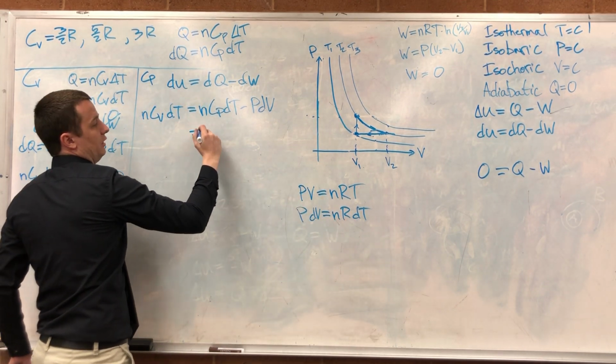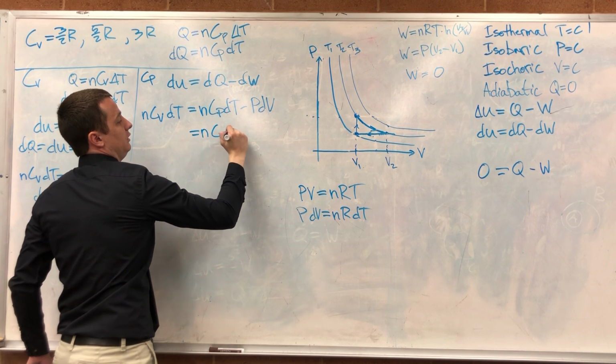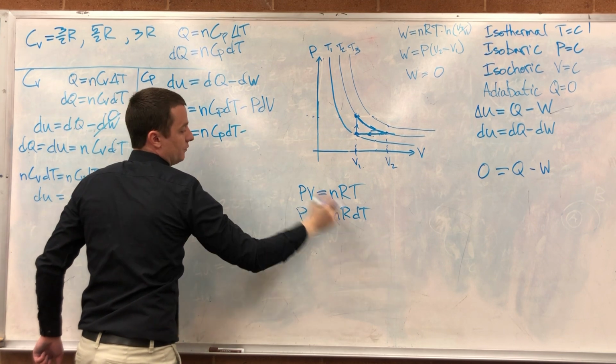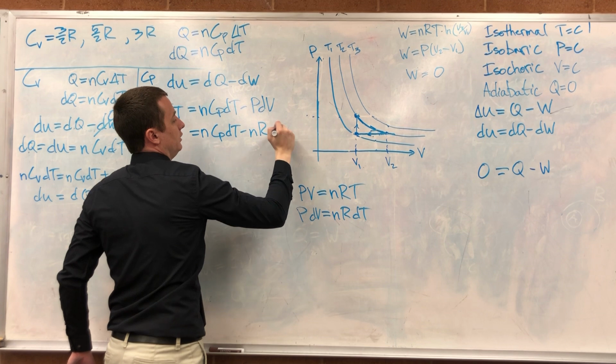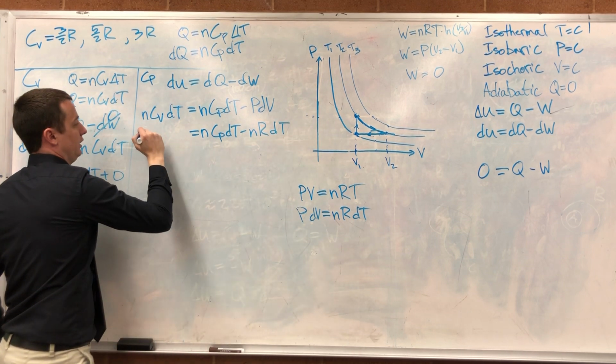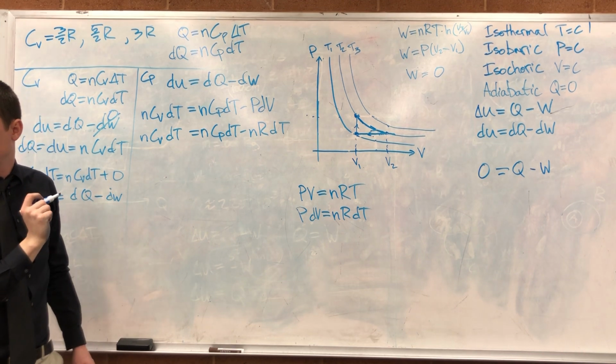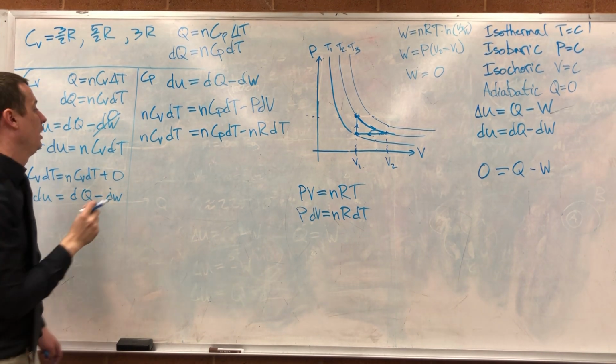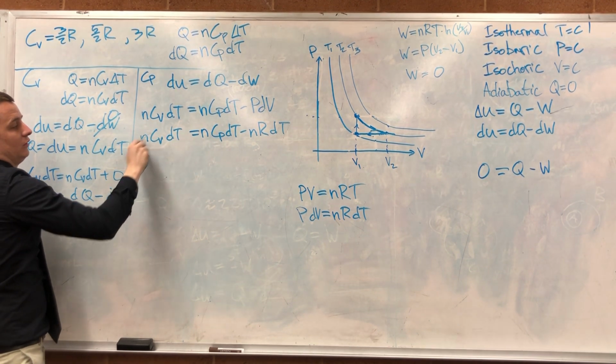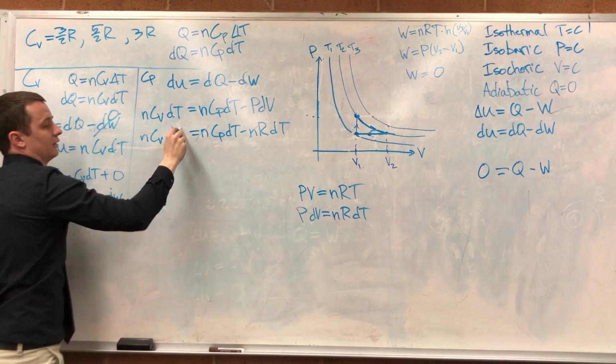So this over here can be rewritten as n Cp dT minus nR dT. And that's still equal to n Cv dT. You with me? That substitution okay? Alright. Now we can cancel out n's on both sides. And we can cancel out dT's on both sides.